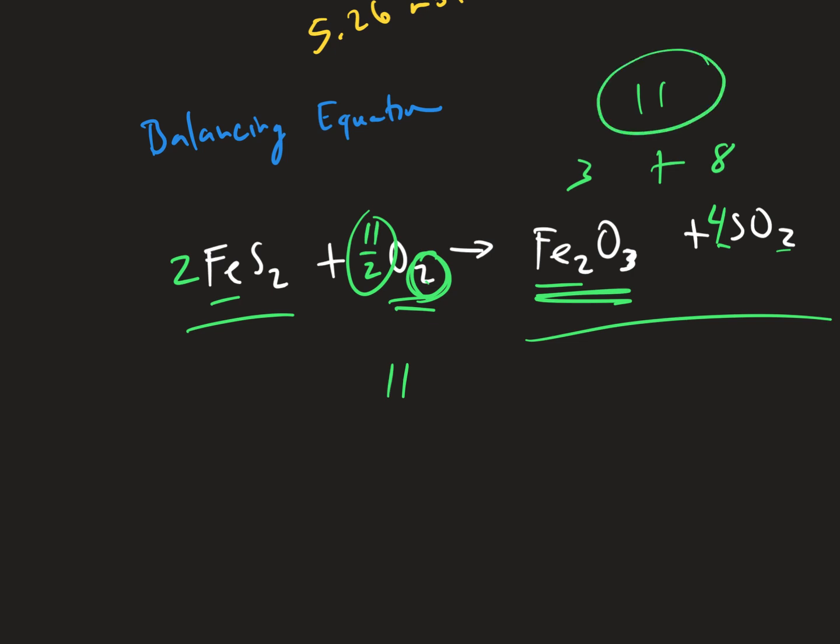Now it's all balanced, but we can't leave it as 11 halves, can we? So how do we get rid of this denominator? Multiply by 2. Which one? What else do we have to multiply by 2? The 11. Everything.